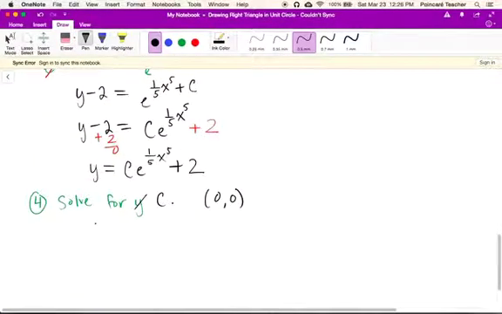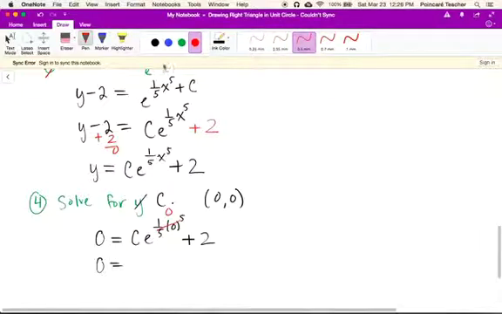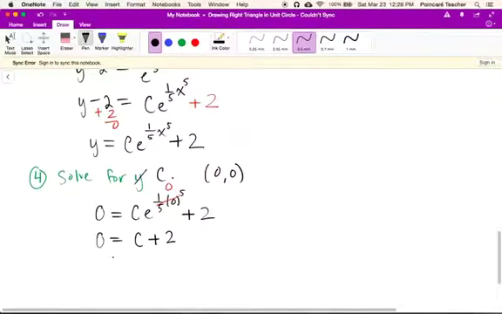So we'll have 0 equal to c e to the 1/5 times 0 to the 5th plus 2. This is still going to be 0. E to the 1/5 times 0 to the 5th, that's going to become 0. And then e to the 0 is 1. So what we have here is c plus 2. And that implies that c should equal -2.